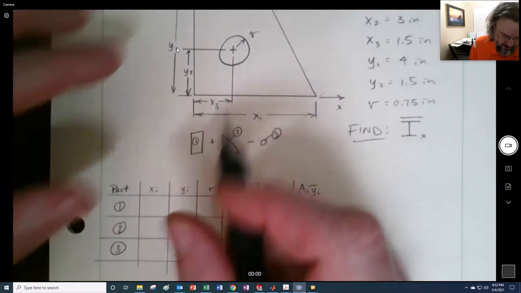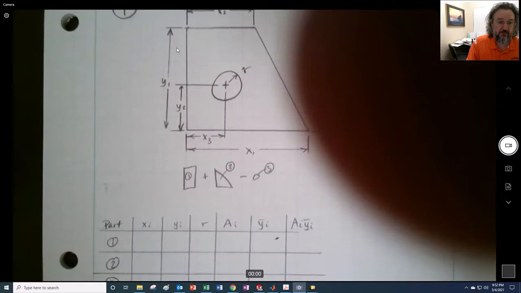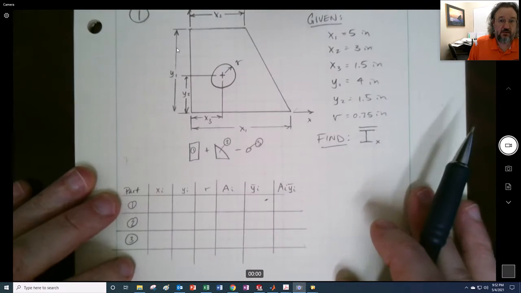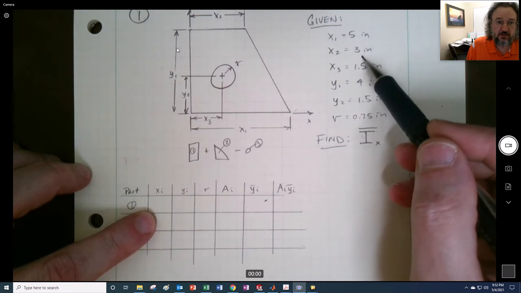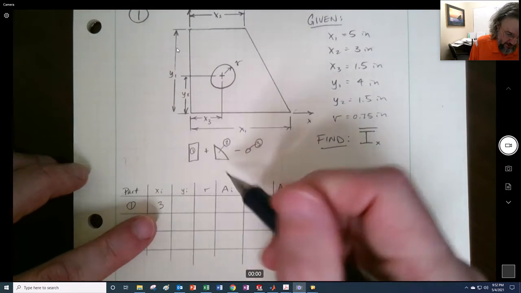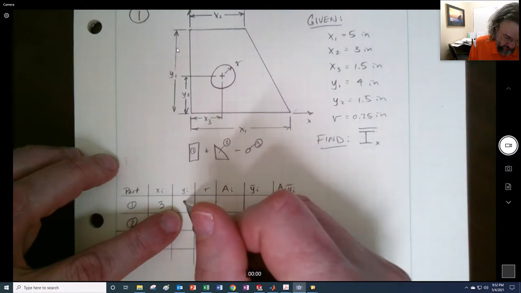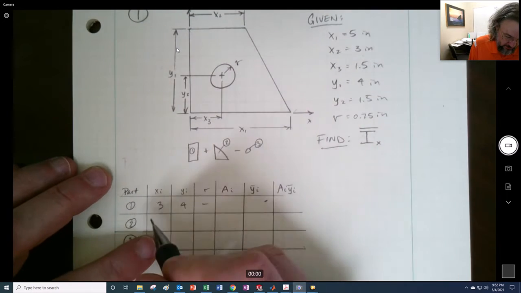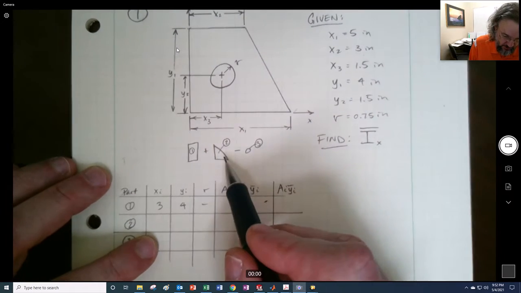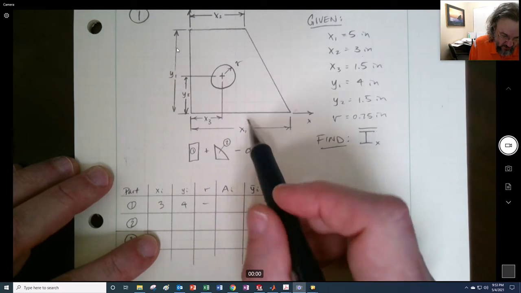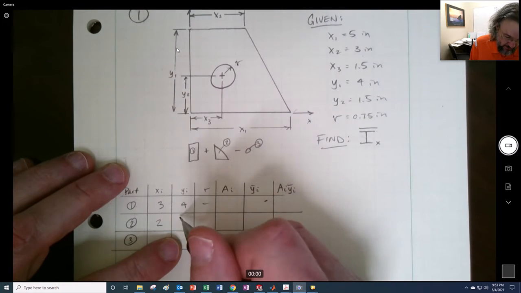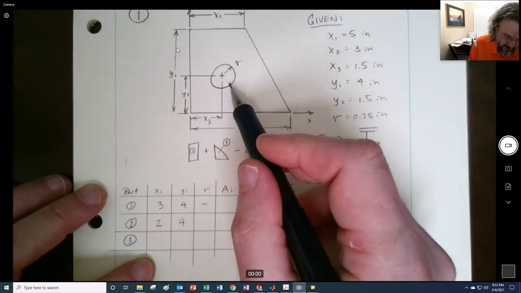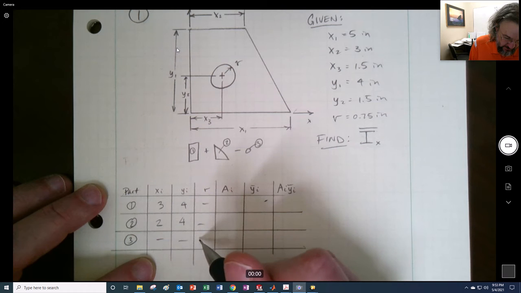Okay, so x1, it's going to be x2 wide. Let me back this up a little bit. There we go, so we can see the big picture here. X, this is going to be 3. It's 3 wide, and it's y1 tall, so 4. Part 2 is going to be x1 minus x2, so it's going to be 2. And it's going to be the same height, 4, and the circle is going to be 0.75, right?